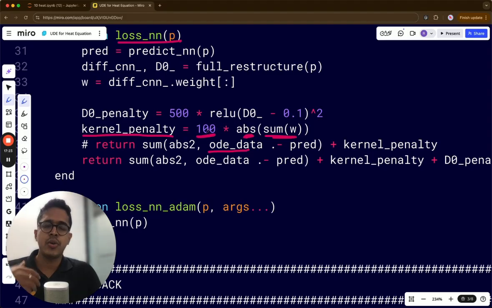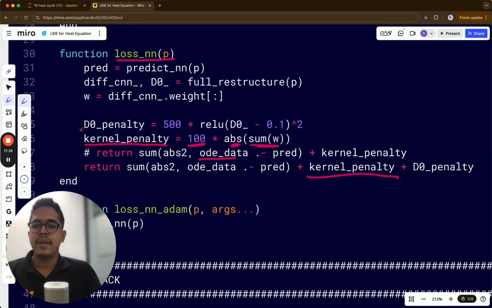If it is not 0, you are multiplying it by 100 and you are having that kernel penalty term added to your mean squared loss. Then you have D0 penalty. This is for deviating for your predictions of the scaling parameter, which is the diffusion term, deviating from 0.1. You are squaring it and multiplying it by 500. So this is your combined loss term.